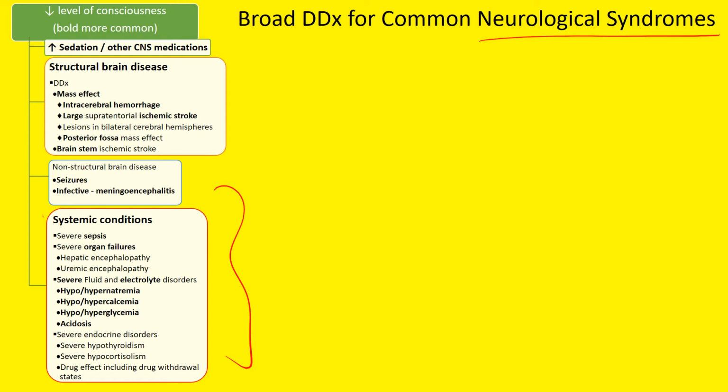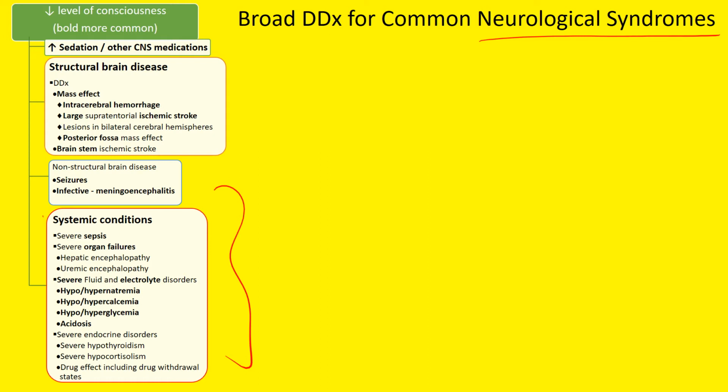Electrolyte derangements. And which electrolytes cause a problem with the CNS and cause unconsciousness? It has to be sodium or calcium or glucose. Magnesium and potassium and phosphate don't really cause unconsciousness or altered consciousness. Of course, severe acidosis.